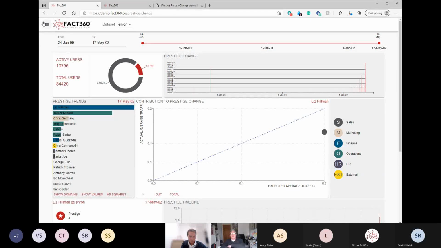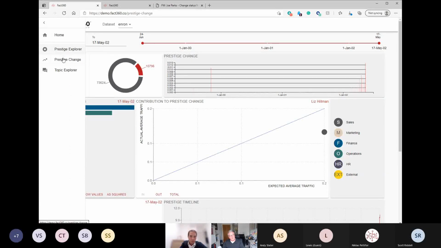Now, I know those on the call are primarily looking at this from the investigative perspective, but there's an important difference between these 2 and the third one. If you imagine a little line between Prestige Explorer and Prestige Change, Prestige is all about how things are being said. So we're not at this point understanding what's being said, so it sits above the GDPR glass bottom.